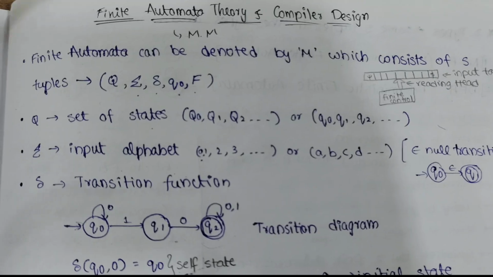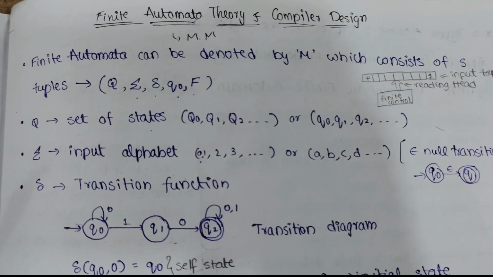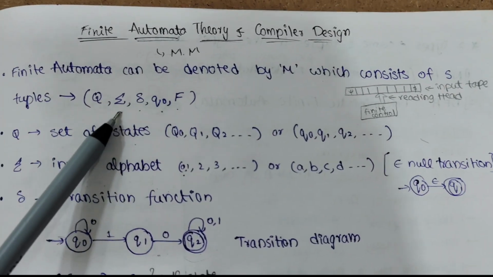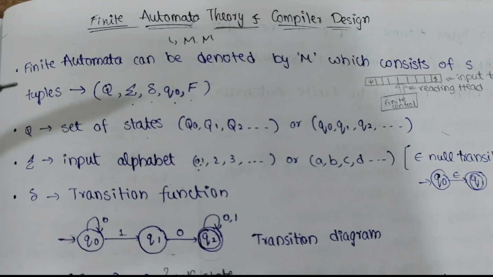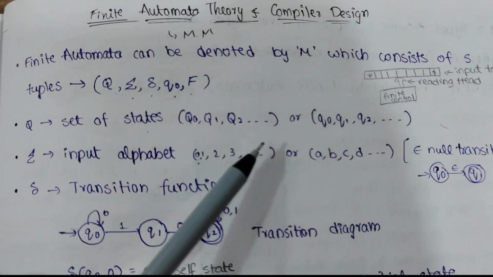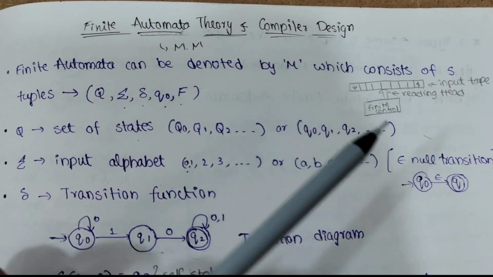Now our finite automaton is denoted by capital M. It also consists of 5 tuples, namely Q, sigma, delta, Q naught and F. Q is nothing but the set of states. They can be capital Q0, Q1, Q2 and so on. Either they can be small q0, q1, q2 and so on.